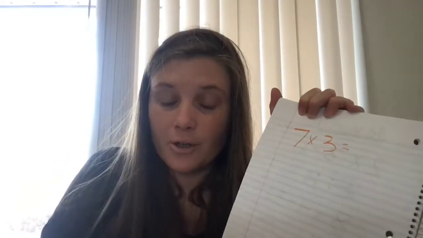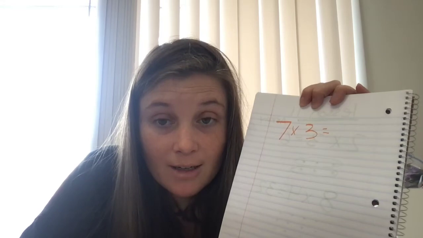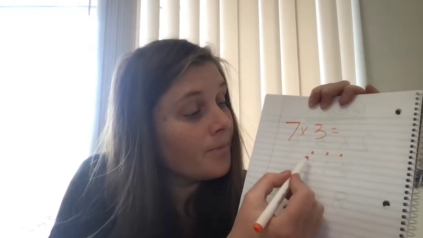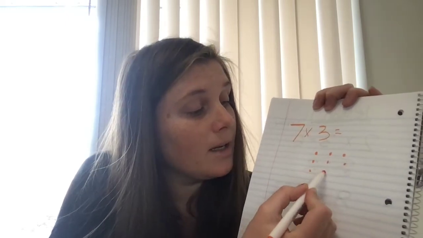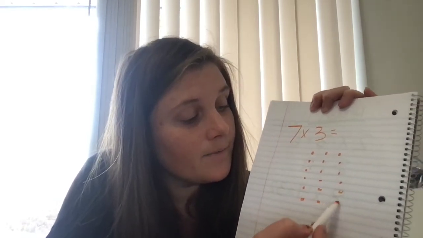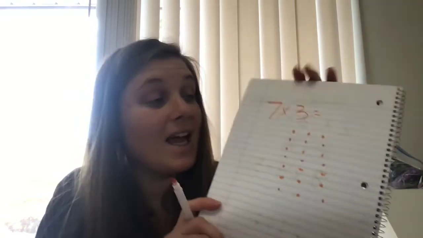Okay, let's do another one. Let's do 7 times 3. Can you write that in your journal? Now, do you want to try to draw the array in your journal? 7 groups of 3. Pause me and draw the array. Did you draw it? Did you draw 7 groups of 3? Okay, here we go. 7 groups of 3. So 1, 2, 3. We got to draw 7 of those. So 1, 2, 3, 4, 5, 6, 7. Okay, 7 groups of 3. And that equals 21.